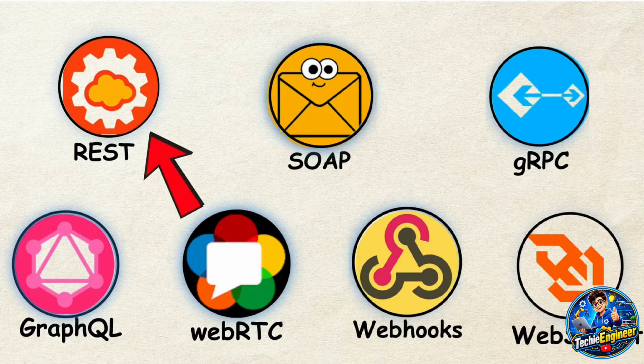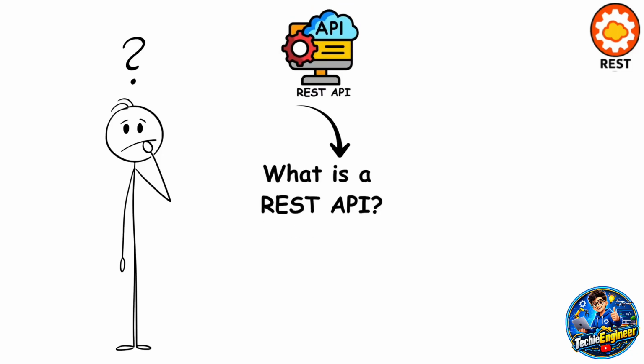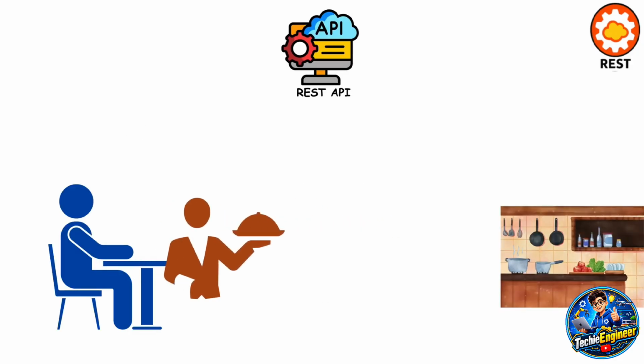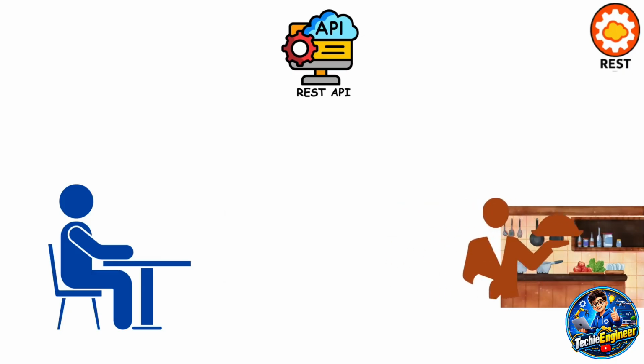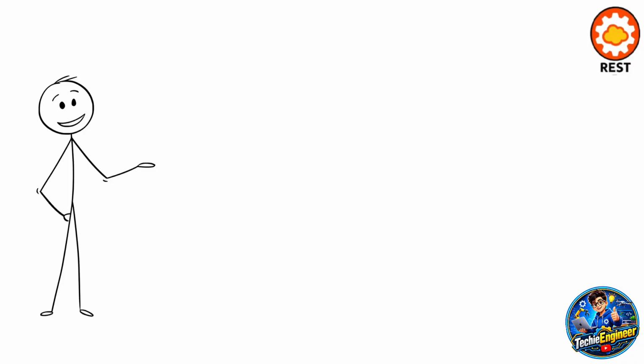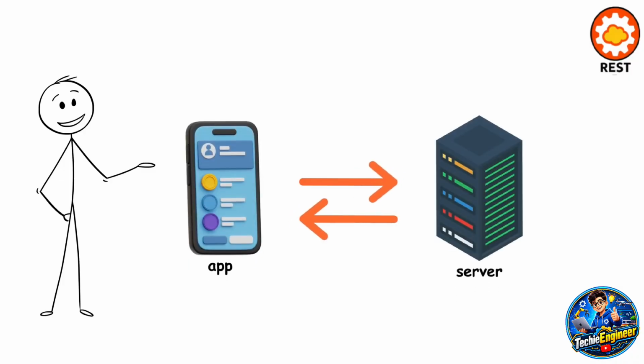REST API. What is a REST API? Well, think of REST API like a waiter at a restaurant. You tell the waiter what you want, they go to the kitchen, get it, and bring it back to you. That's exactly what a REST API does between your app and a server.